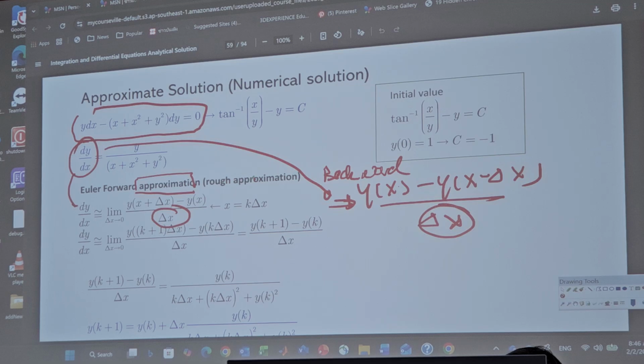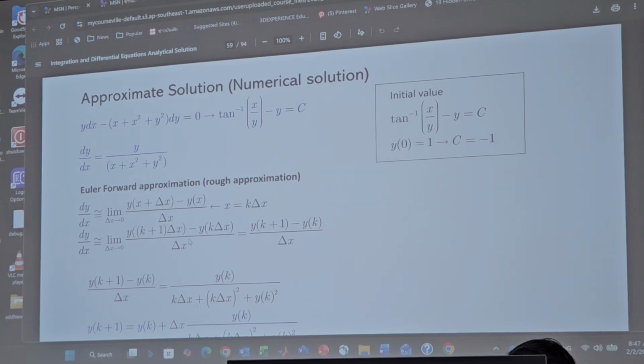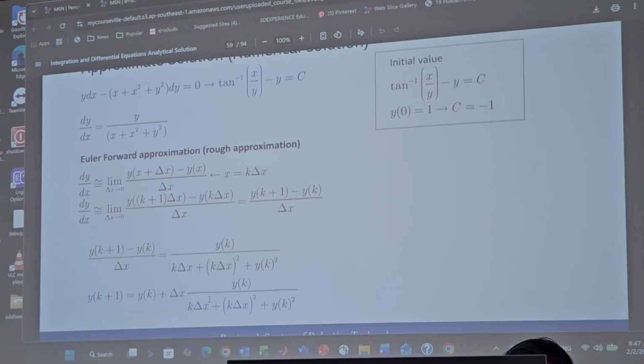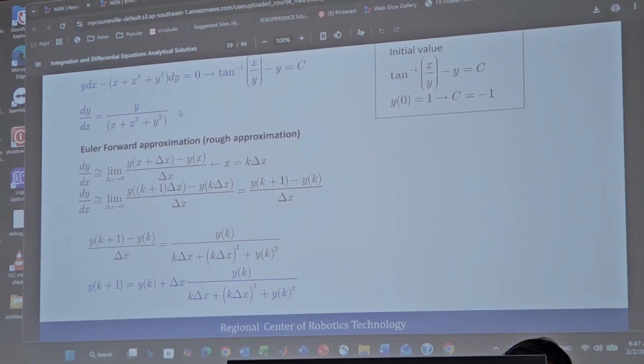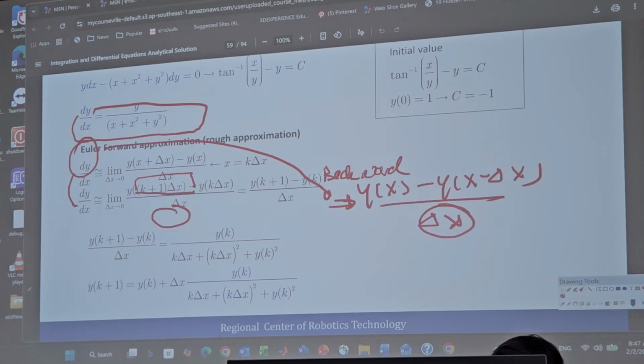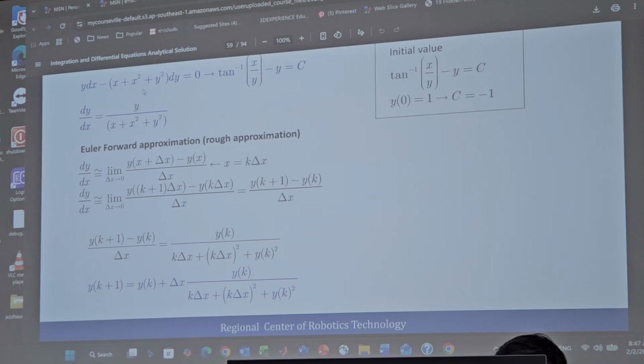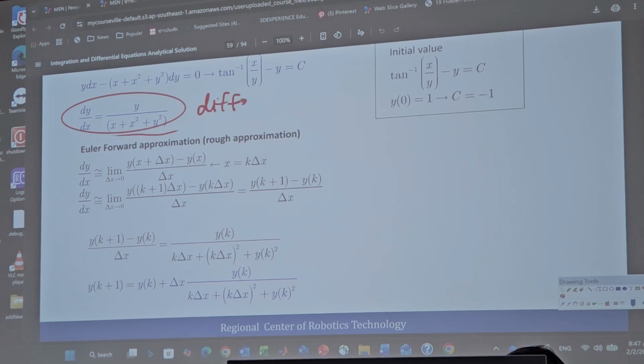There is another method as well. This one is forward, backward. There are other methods, the trapezoidal approximation method as well, but I won't cover it now. I will just give you the forward approximation, right? So if you convert this equation to this equation, this one is a difference equation, right? This one we call it a difference equation.